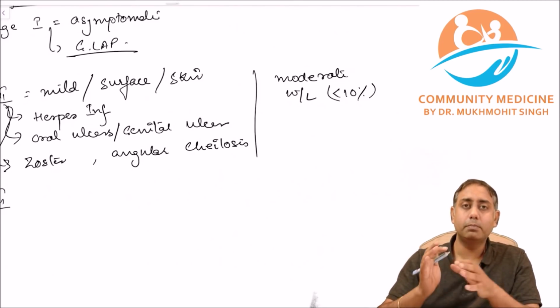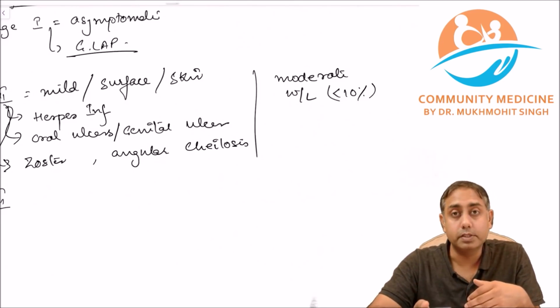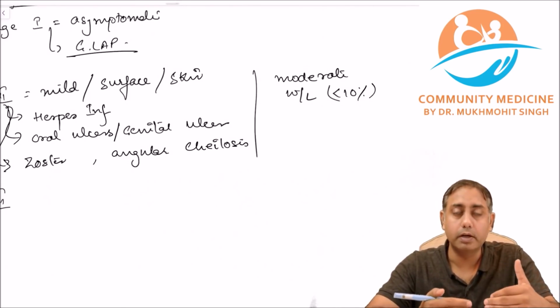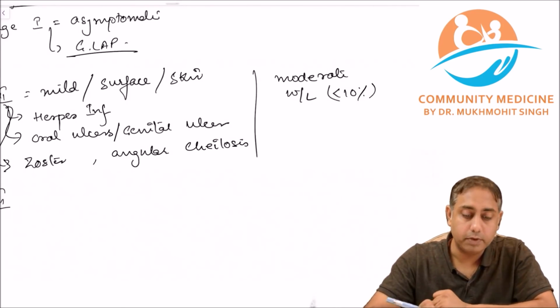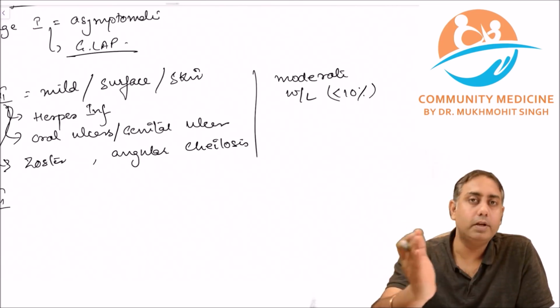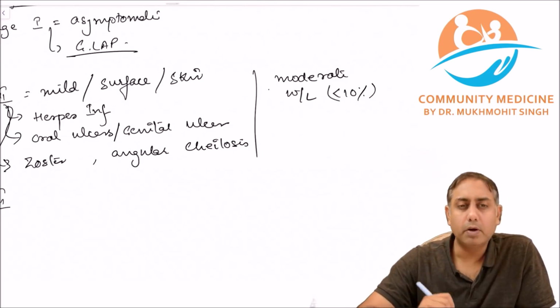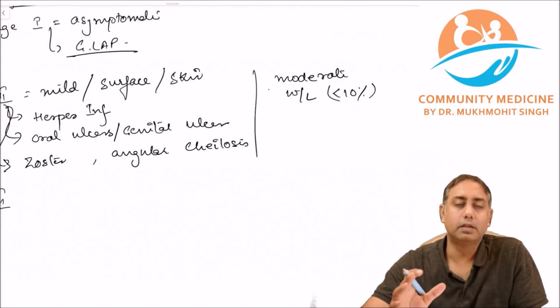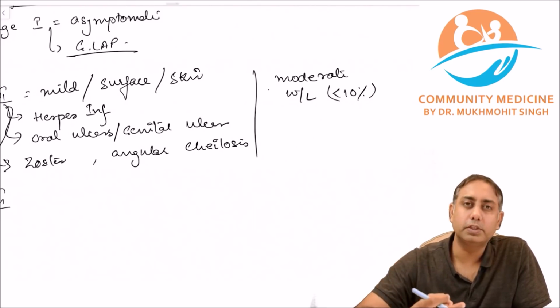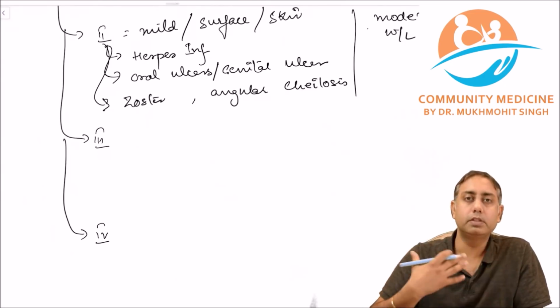So if it is more than 5%, we call it moderate, and less than 10% is moderate, more than 10% we call it severe. So moderate is more than 5, but definitely less than 10. So it is a moderate weight loss with these surface skin infections like zoster. There could be some nail infections or onychomycosis or skin infections predominantly on the surface.